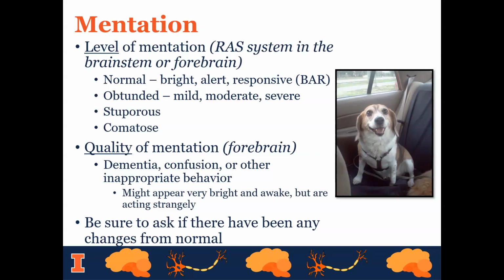I think of a pet who's mildly obtunded as maybe one who looks normal to the outsider, and maybe to you it even looks normal. But when you talk to the owner, you find out that this pet is less active, sleeping more at home, not playing so much, and seems to be more subdued than normal. So we would consider that to be mentally altered, but in a very mild way.